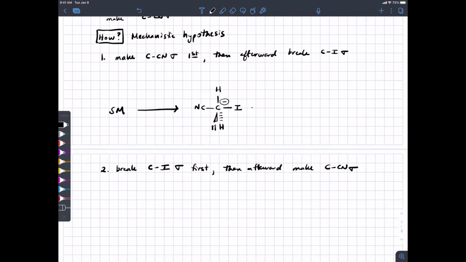And then presumably after that, you would break the carbon iodide bond such that iodide left, and you then had your new product, which I guess, well, now that I've drawn them, I just as well draw them.